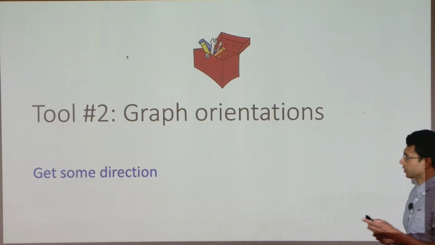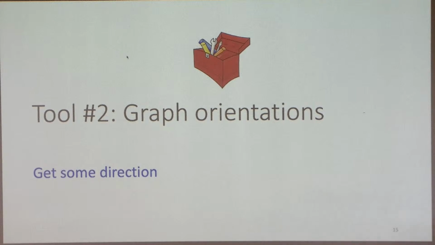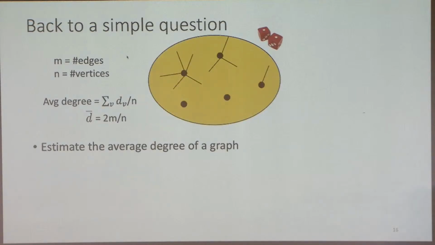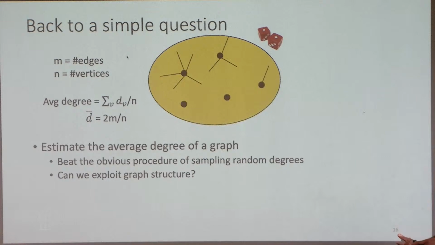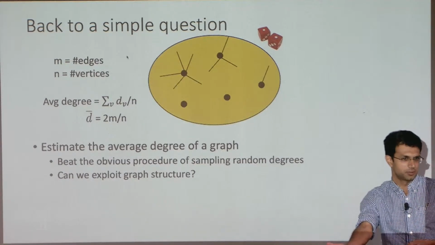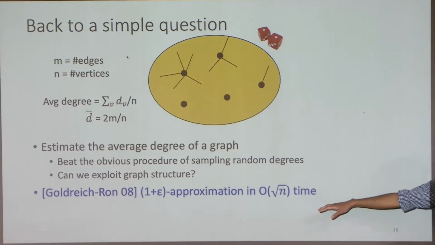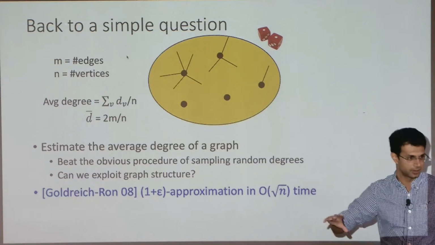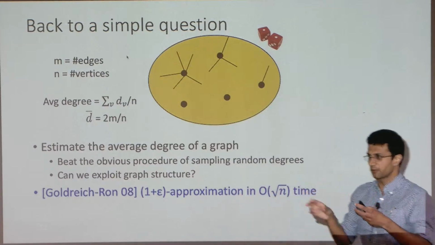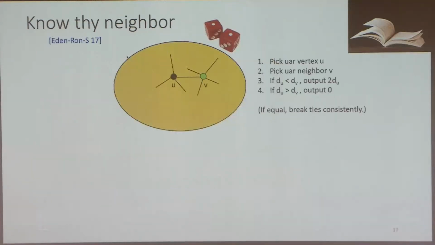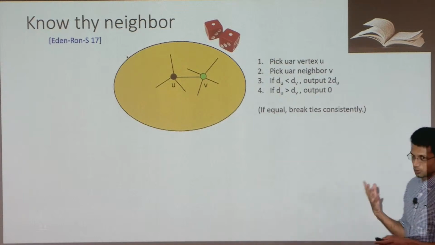The second tool that I'm going to show you is called graph orientations. So again, let's estimate the average degree of a graph. But as was rightly pointed out, like the 2 approximation, it seems like you should be able to beat that. And so can you beat this obvious procedure that just samples a bunch of random vertices and takes the average? What Goldreich and Ron showed is that you get a 1 plus epsilon approximation in root n time. Their algorithm, as defined, was pretty complicated. It did lots of bucketing and lots of careful estimates of various buckets. What I'm going to show you is, okay, maybe I'm boasting, but I think this is the book proof of this fact. And it is something that you could present in a lecture.